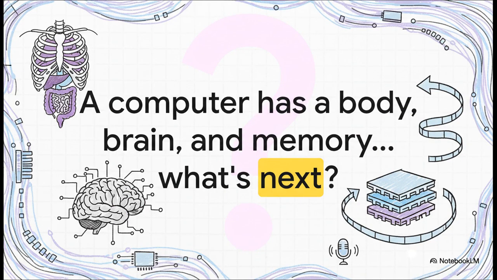So let's recap. A computer has a body, its hardware. It's got a mind, the software. It has a brain, the CPU. And it has both short-term and long-term memory. I mean, the whole person analogy holds up pretty darn well, doesn't it? Which leaves us with a really interesting question to think about. If a computer has all these parts that are just like ours, what comes next?